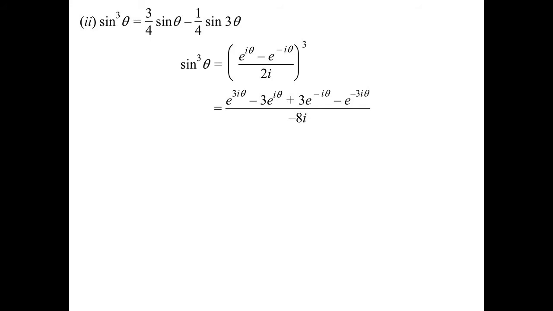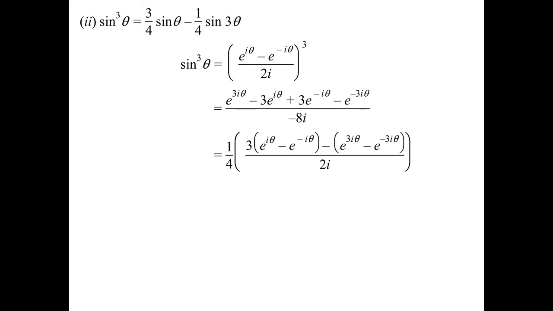Let's try a different one. Sine cubed theta is 3/4 sine theta minus 1/4 sine 3 theta. Okay, well sine cubed theta would be (e to the i theta minus e to the minus i theta) over 2i, cubed. Expand that out. I'm looking at what I'm trying to prove, right? Let's group together the powers of 3i theta and the powers of i theta, or the negatives and the positives. Group them together. They're both over 2i. So what we've got there is 3/4 sine theta minus 1/4 sine 3 theta. Oh, maybe that's a quicker way of doing that one.